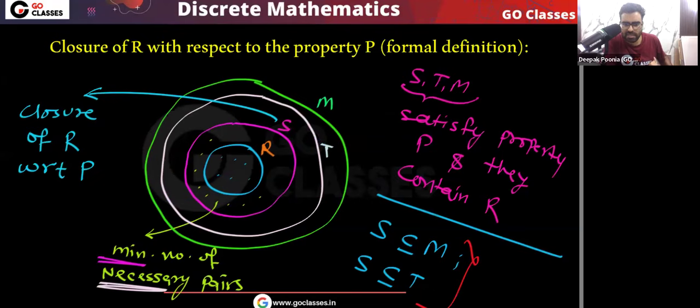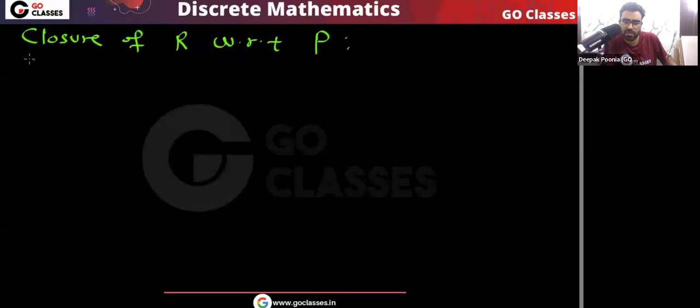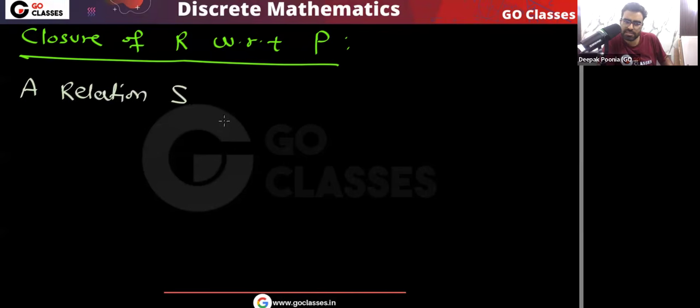The same thing this diagram says. I hope it is clear. Okay, let me write it in terms of first order logic. Let's see the closure of R with respect to property P. Let me write this formal definition. So the closure of R with respect to property P is a new relation S.